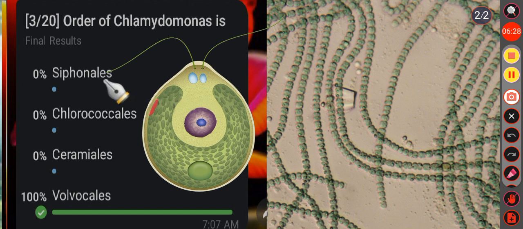Then see the other options. Siphonales is an order of algae like Vaucheria. Chlorococcales is an order of green algae like Chlorococcus. Then in option C, Ceramiales is an order of red algae, for example Polysiphonia. Okay, but here the order of Chlamydomonas is Volvocales.